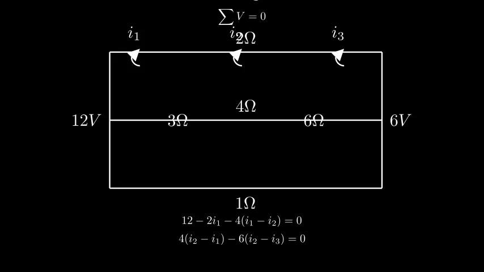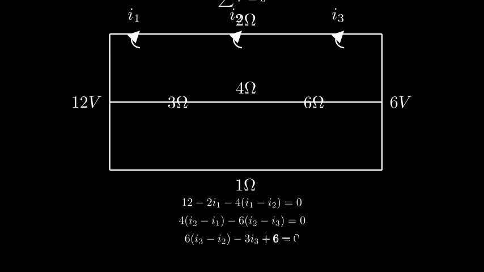6 ohms equals 0. And finally, for mesh 3, we have (I3 minus I2) times 6 ohms, minus I3 times 3 ohms, plus 6 volts equals 0.